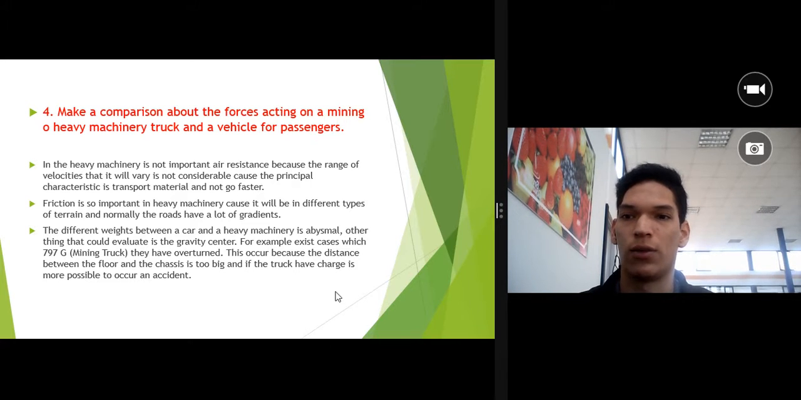Another thing that could be evaluated is the center of gravity. For example, there are cases where the 797G mining truck has overturned. This occurs because the distance between the floor and the chassis is too big, and if the truck has a load, it is more possible for an accident to occur.